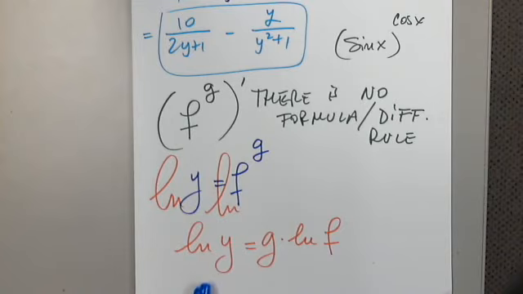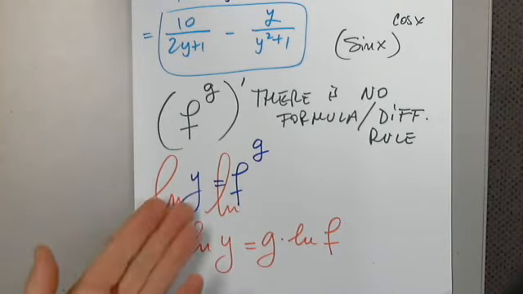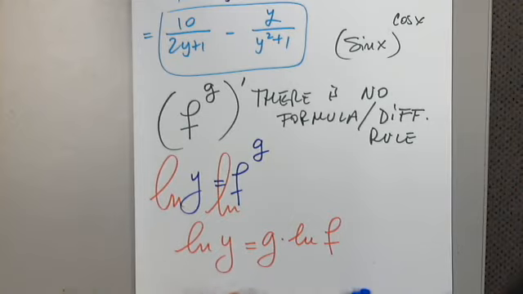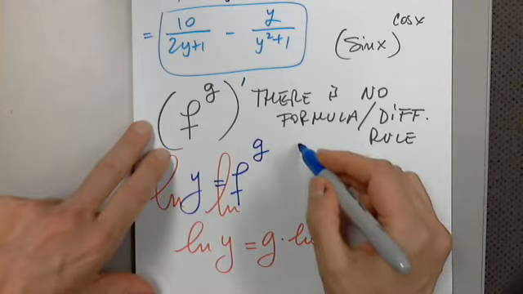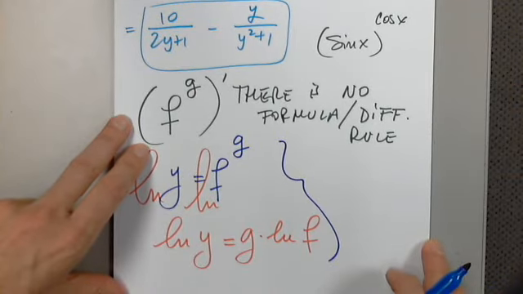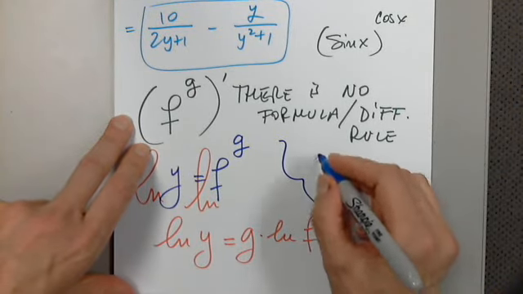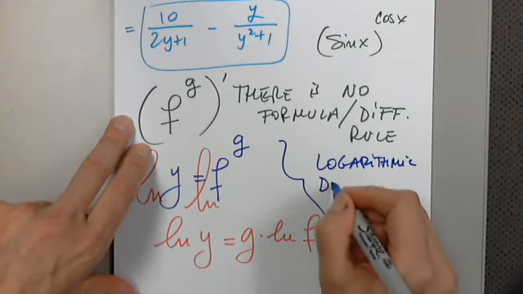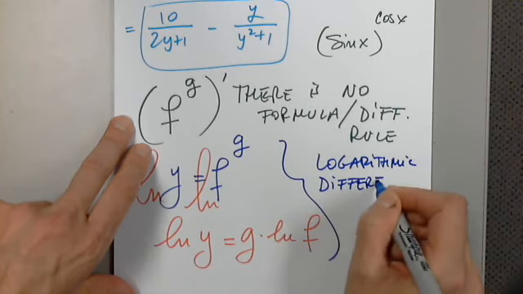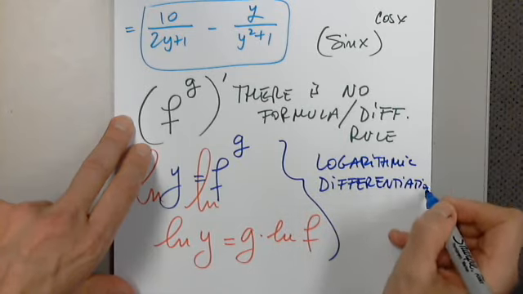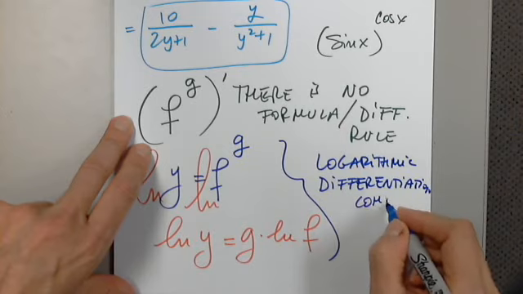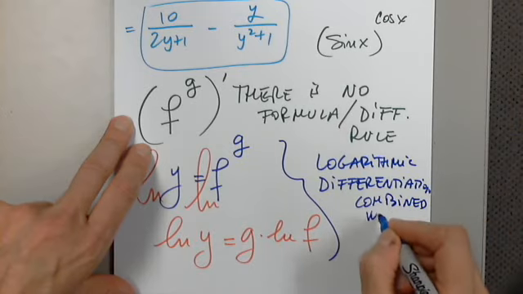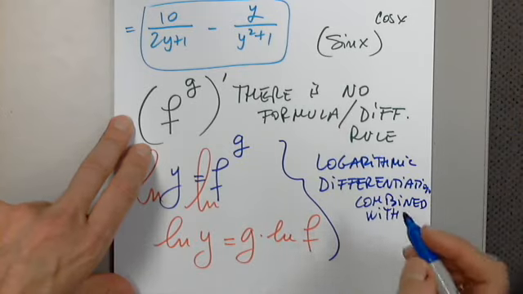So if I want to differentiate the left-hand side, because I want to find y prime, I differentiate the left-hand side and differentiate the right-hand side. How is this called? Implicit differentiation. But actually, this process has, I would say, two names. One of them is logarithmic differentiation, combined with, in this case, what? Implicit.